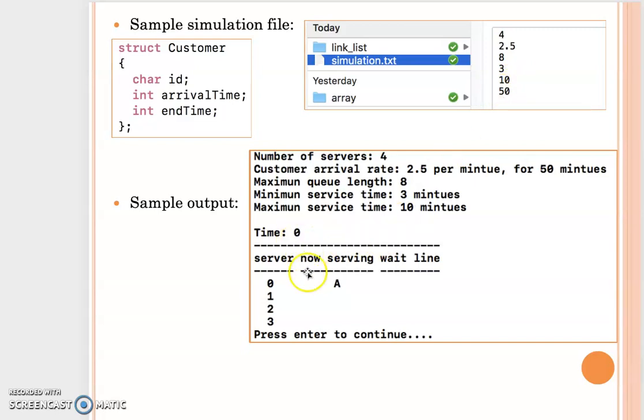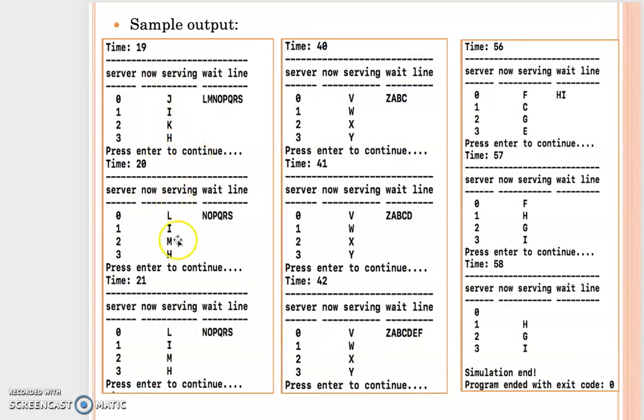So when time equals 0, you see here the information you need to display is the server number. You can start from 0 or 1, it's up to you. Then which customer is now being served. If you have any customer in the wait line, please display that information after the first server. When you display the wait line, you can make a copy of your waiting line and use that one to pop all the customers out. That's why every minute you need to allow the user to press enter to continue, so we can quickly see if the simulation is correct.